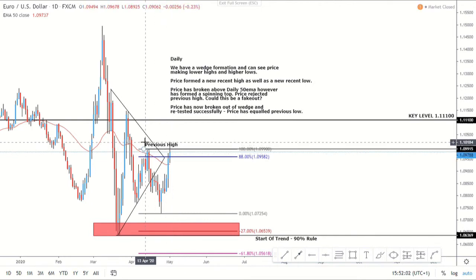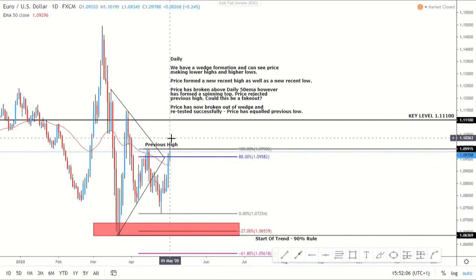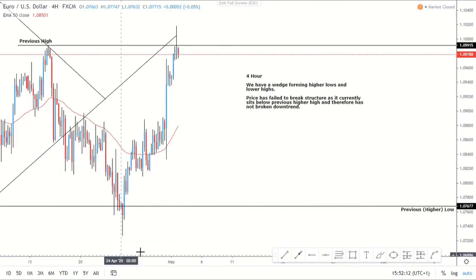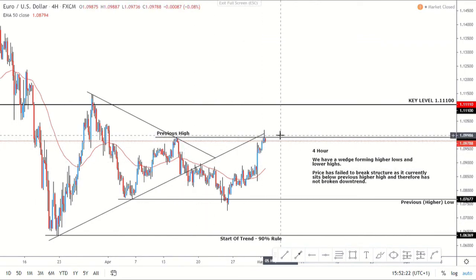So on the daily, we can see that liquidity here. We've got this 50 MA that we are slightly above, but it's a spinning top close. Then we've got this 88% as well. Going on to the 4 hour, we can see that price is retesting that trend line here. So we broke it, and we never really retested it, well, we did kind of, but now we might just be retesting it. We are also matching the previous high, so we haven't broken it. So I'm looking for this to potentially go down from here, like a double top, then break down the 4 hour 50 and go lower.